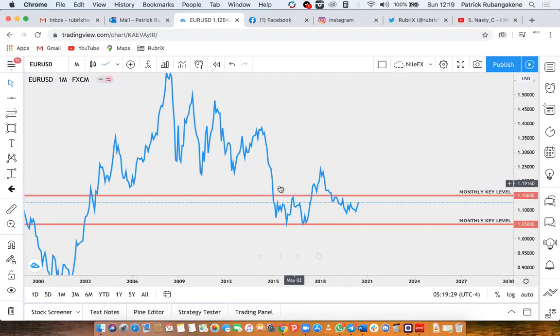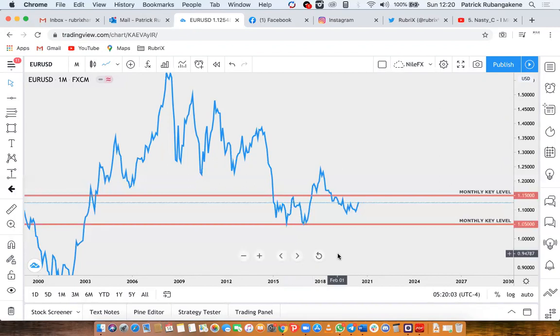We don't really go so far, like up to here. We know that the market has been trading around this level for the last 5 years, so this is where we are focusing. Once we get this level, we're going to mark 2 monthly key levels: a support and a resistance. In this case we marked this as support, and this was our previous resistance, though at some point it was broken and became support.